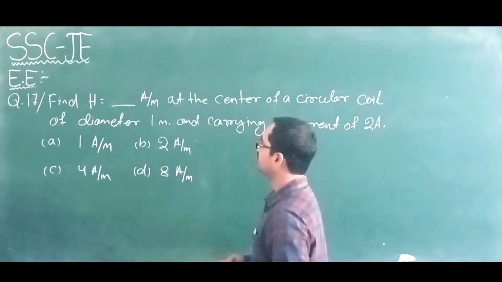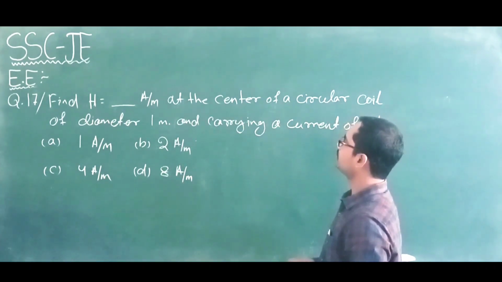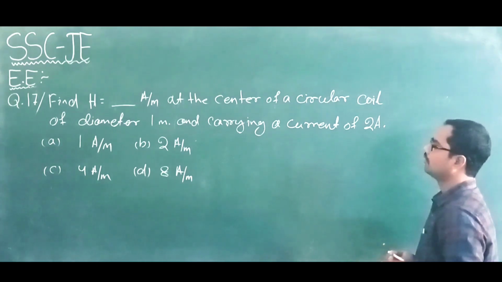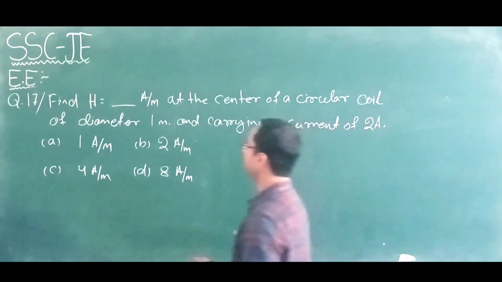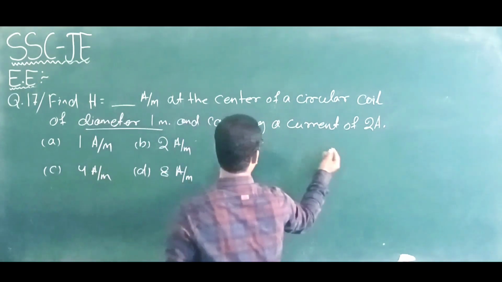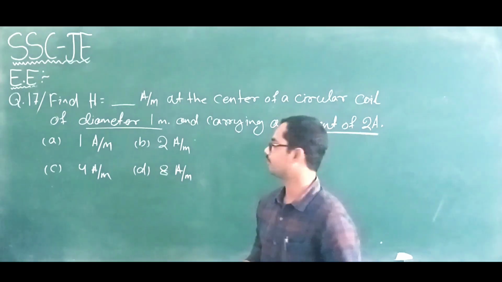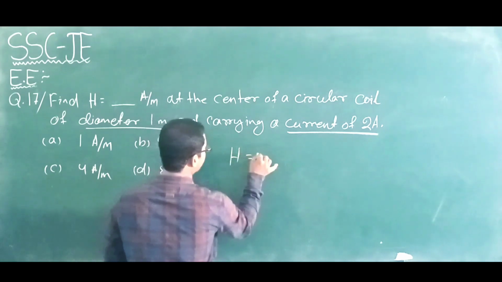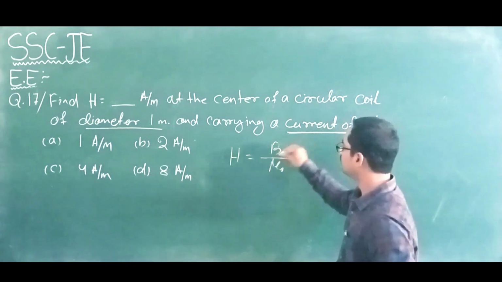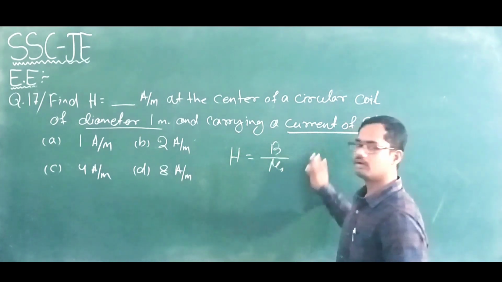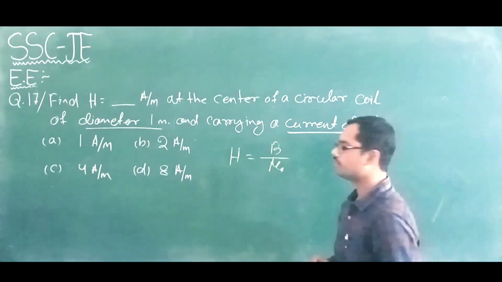Coming to the next question: find H in ampere per meter at the center of a circular coil of diameter 1 meter carrying a current of 2 ampere. The diameter is given as 1 meter and the current of the coil is 2 ampere. We know that H equals B by mu 0, where H is the field strength, B is the magnetic flux density and mu 0 is the permeability of free space.